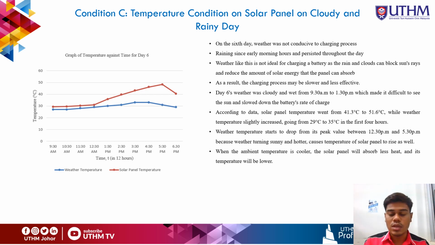So according to the data, solar panel temperature went from 41.3 degrees Celsius to 51.6 degrees Celsius, while weather temperature slightly increased from 29 degrees Celsius to 35 degrees Celsius in the first 4 hours. So weather temperature started to drop from its peak value between 12:30 p.m. and 5:30 p.m. because weather turning sunny and hotter causes temperature of solar panel to rise as well. When the ambient temperature is cooler, the solar panel will absorb less heat and its temperature will be lower.